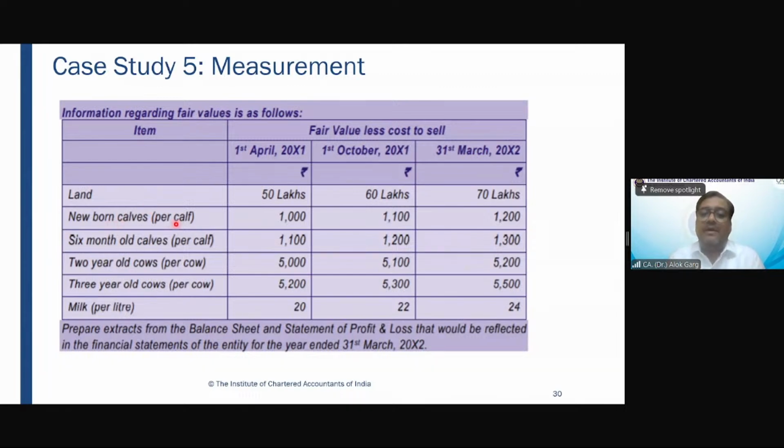Newborn calves, per calf. And these newborn calves were born on 1st October. So whether the value of newborn calves on 1st April 2001 is relevant? No, sir. How come it is relevant? The newborn calf was born on 1st October. The fair value given for 1st April is not relevant for the newborn calf, so you have to first recognize it.